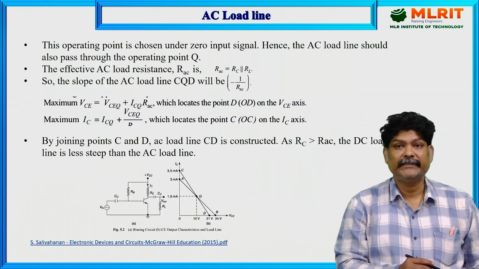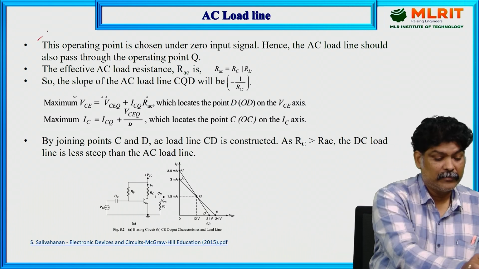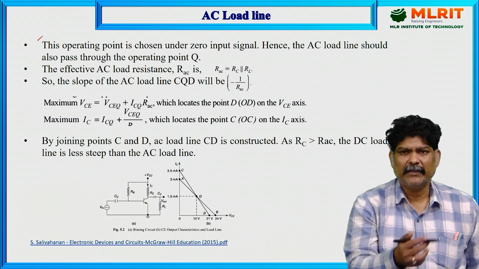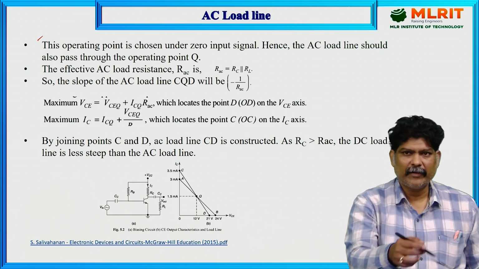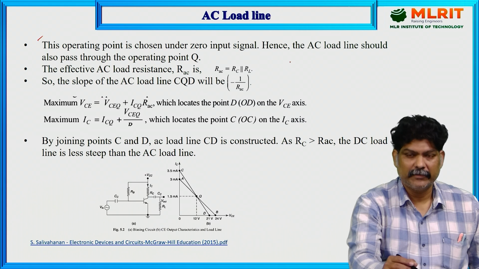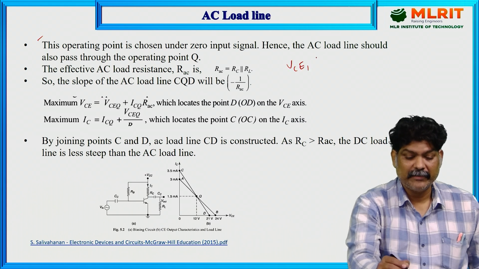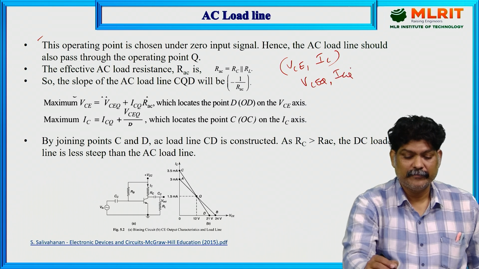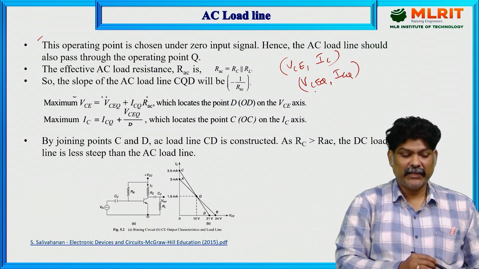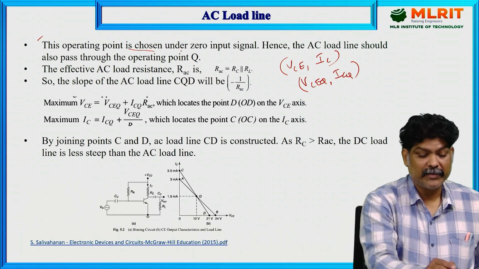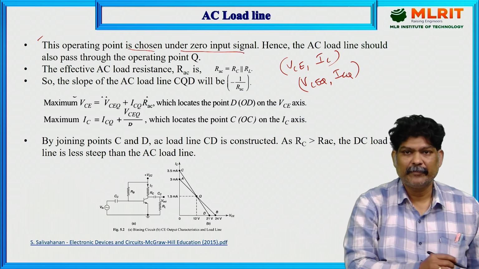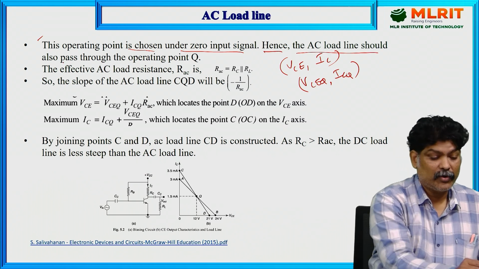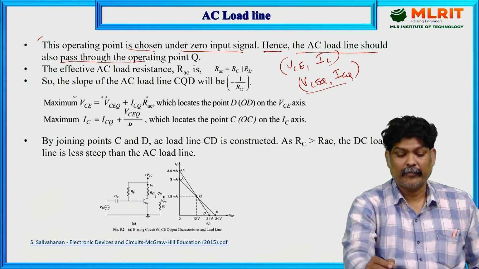Now let us see the AC load line. What is the AC load line? Before applying the AC supply, we have to apply the DC biasing voltage VCC. After applying DC, we have VCEQ comma ICQ, the Q point, the quiescent values of VCE and IC. This operating point is chosen under zero input signal, that means without applying any AC signal. Hence the AC load line should also pass through this operating point.